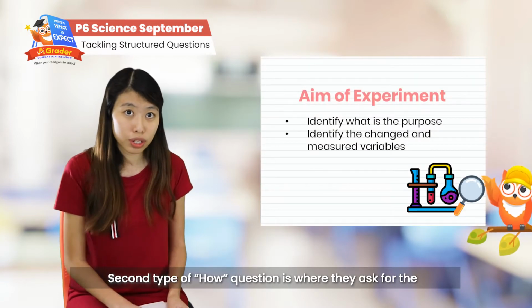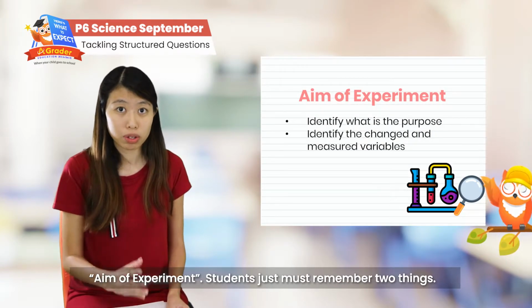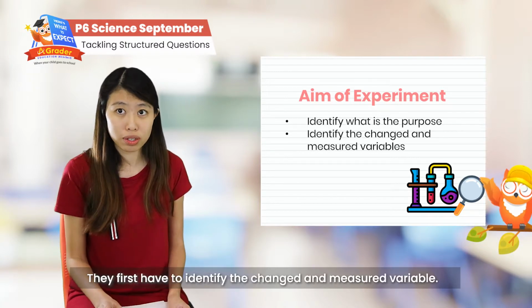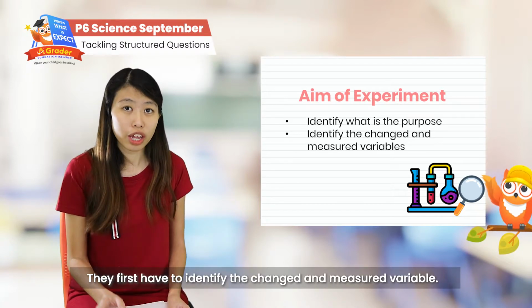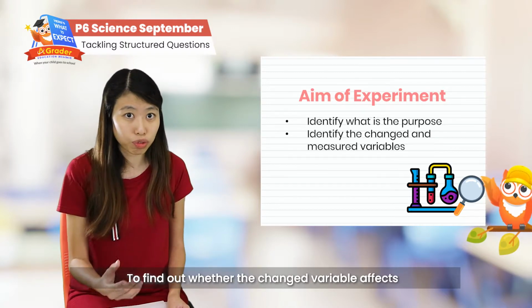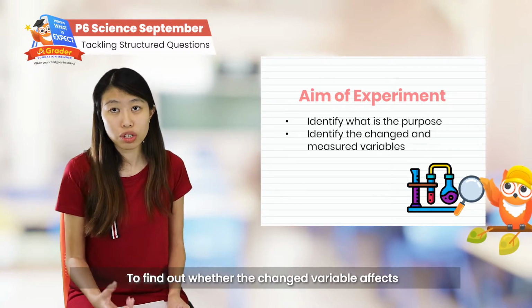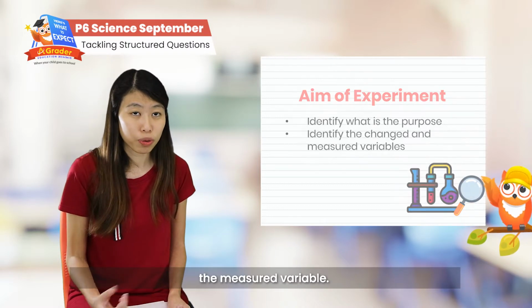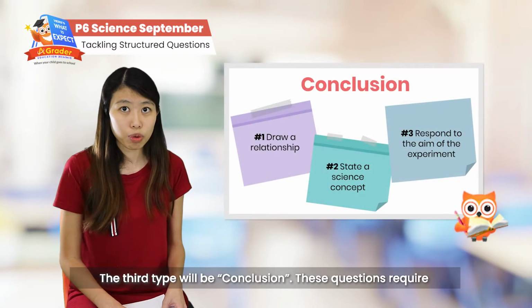Another type of question is when they ask for the aim of the experiment. Students just have to remember two things. They have to identify the changed and measured variable. And to state their aim, they just have to begin their sentence with "to find out whether the changed variable affects the measured variable." And the next type will be conclusion.